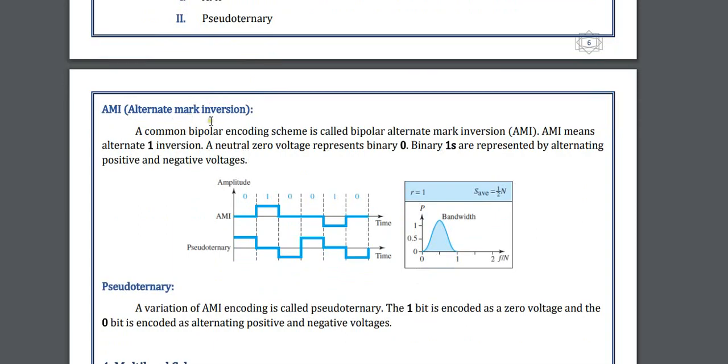AMI is for alternate mark inversion. A common bipolar encoding scheme is called bipolar alternate mark inversion, which is AMI. AMI means alternate 1 inversion, and a natural 0 voltage is represented by 0, and the binary 1s are represented by alternating positive and negative voltage.